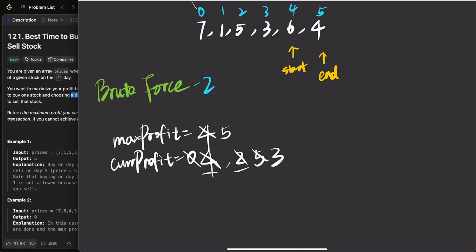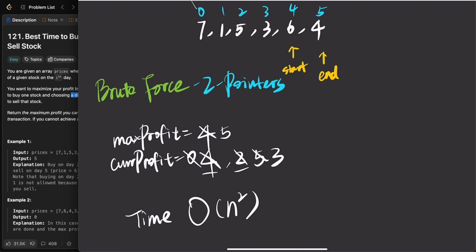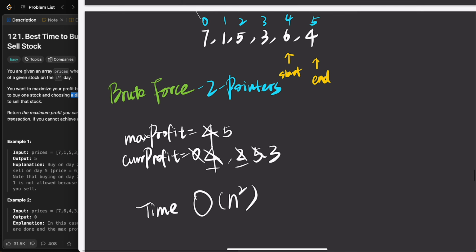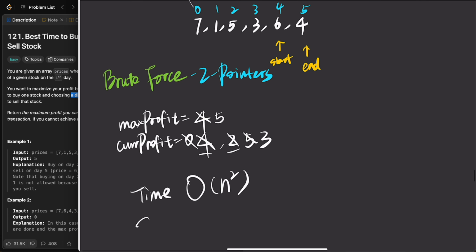And we can use 2 pointers to help us. In the time complexity, because we are using 2 pointers to go through the array twice, the time complexity will be big O n squared. N means the length of the array. And the space, because we didn't use any extra data structure, only variables to keep track of the maximum profit and current profit, we can assume it's just constant. That's it. And this is the brute force.